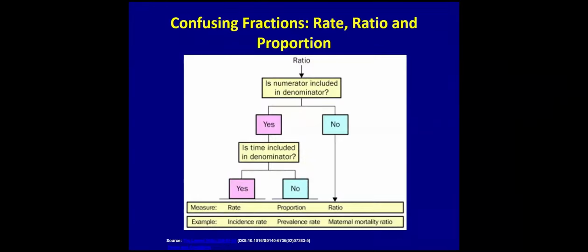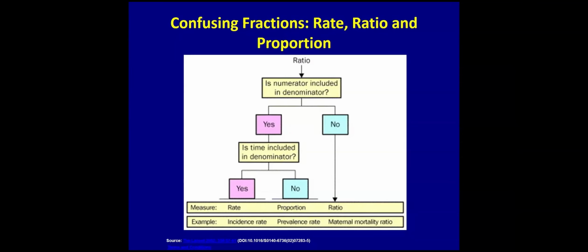20 out of 180 is nothing but 1 is to 9. That is a ratio. What is a ratio? When your numerator is not part of the denominator. Out of 200, 20 are smoking. If I want to take a ratio, what I'll do is take 20, and take those who are not smoking as my denominator. 20 is to 180, which is nothing but 1 is to 9. I'll present it as 1 is to 9 is the ratio of smokers to non-smokers in my study.